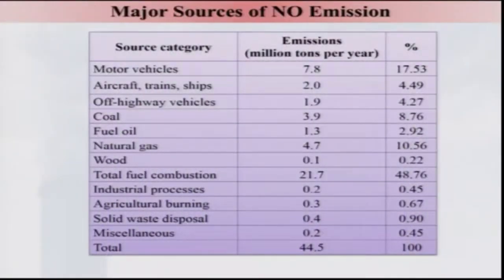So, I am giving you some numbers about the NO emissions from various sources. If you look, the motor vehicle is the largest one, 78 million tons per year, which amounts to 17.53% of all total combustion sources. Combustion sources is 21.7 million tons per year. The next is of course the coal, which is a little higher, and agricultural burning is also not very much, and the total amount is something like 44.